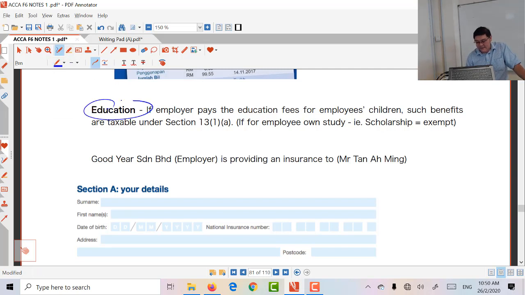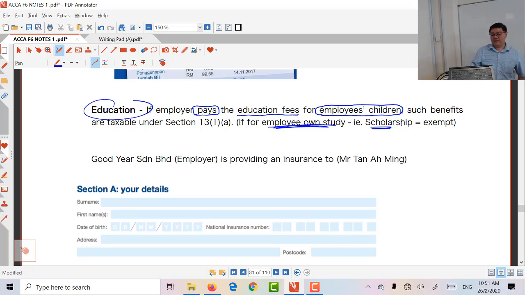Education. Basically, we are saying the employer is paying for your children's education. I put in brackets that if your employer is paying it for you, that's very different. If the employer says, I'm paying for your own study, then you should look at that as a scholarship. If your boss says, I'm paying for your own study, that's a scholarship. I'll come to that later so that you don't get mixed up between a scholarship and a bond, which is a very different thing.